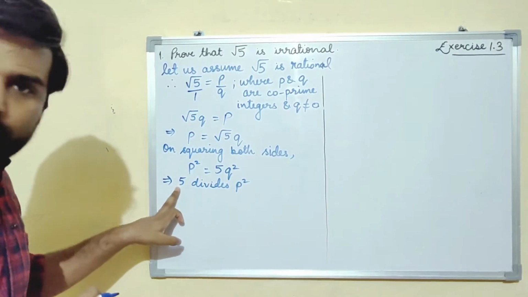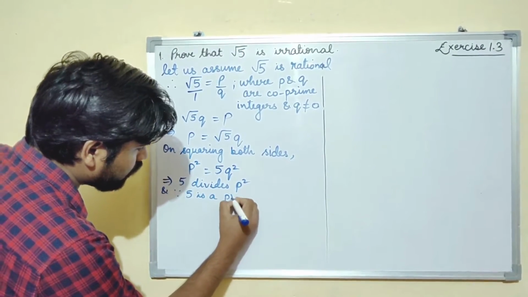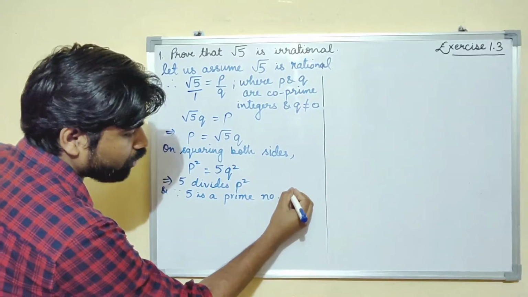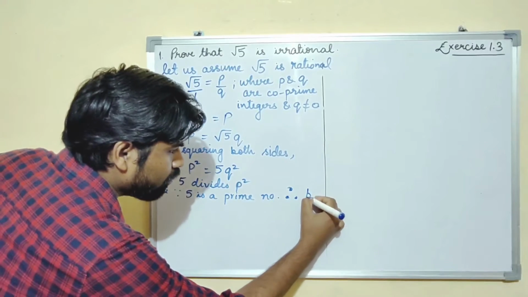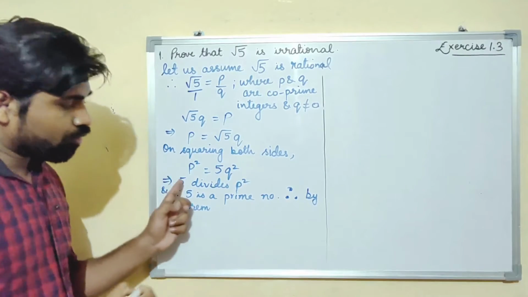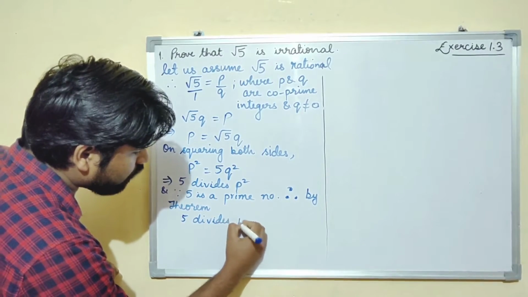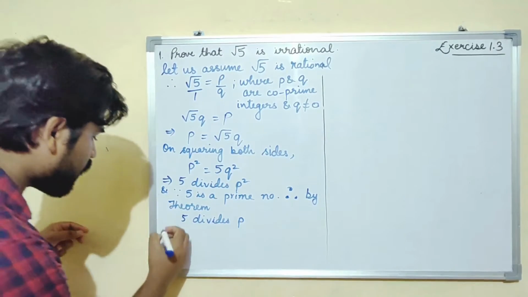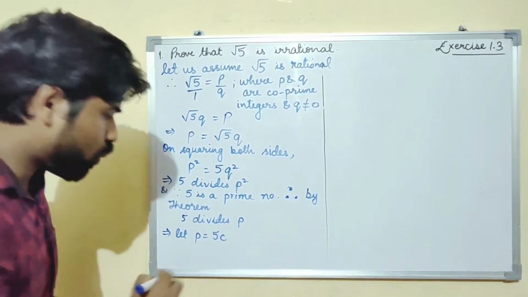And since you know that 5 is a prime number, therefore by the theorem which we have studied, we can say that 5 divides p, right? If 5 divides p, that means we can write p equals 5 into something. This implies that let p equals 5c, where c is some integer.